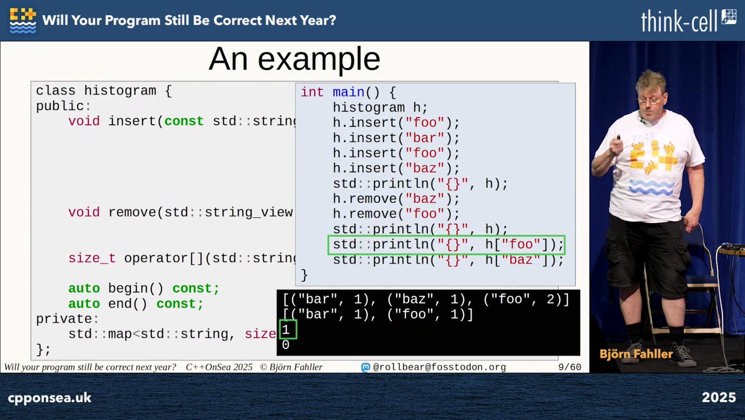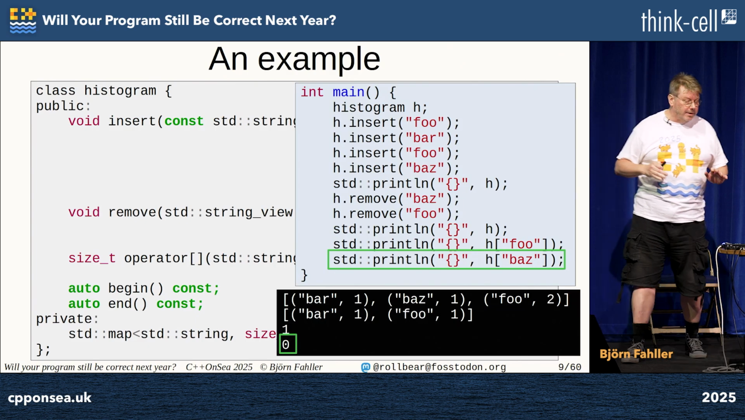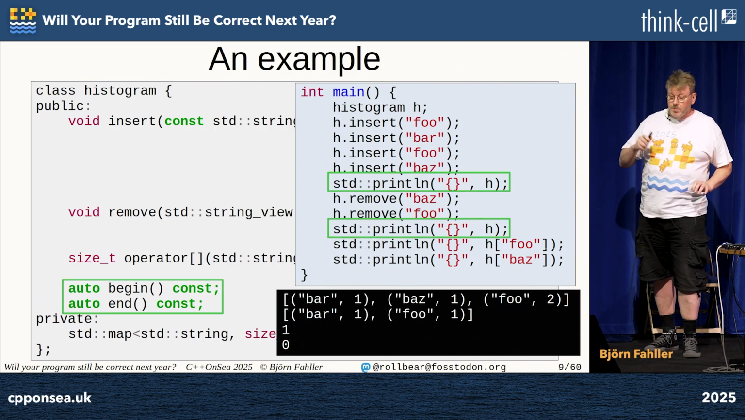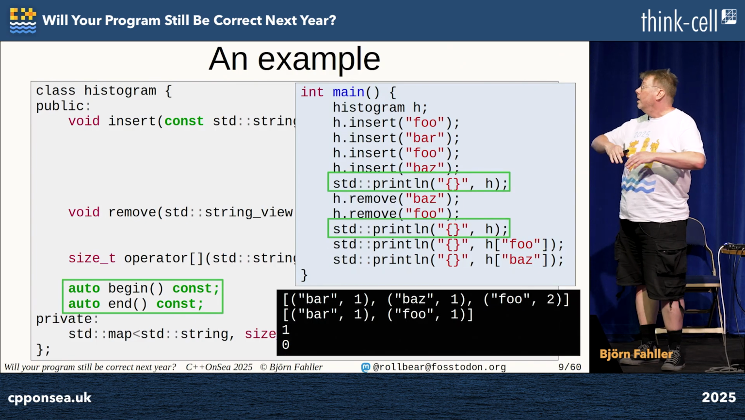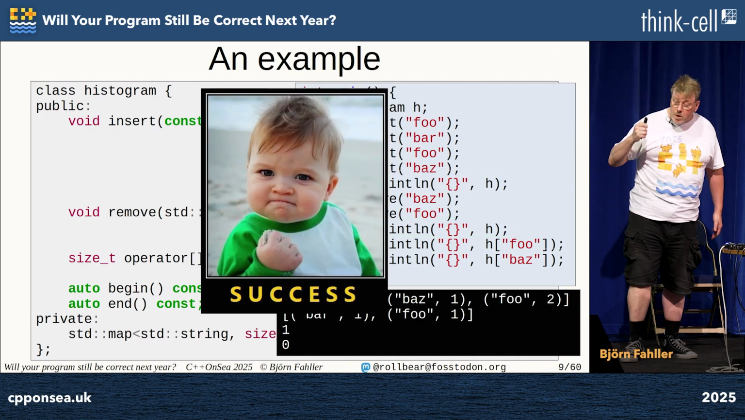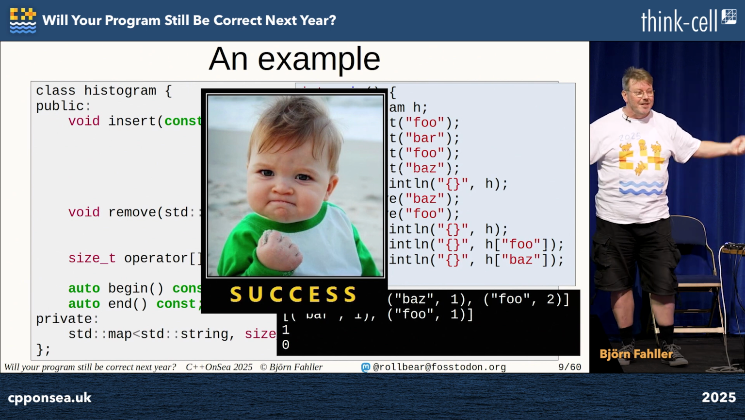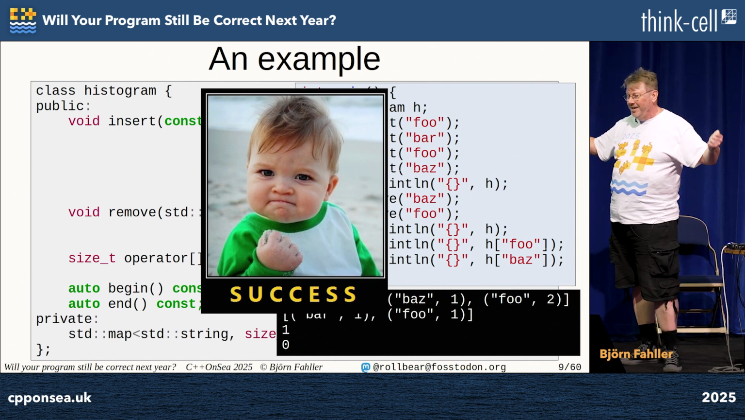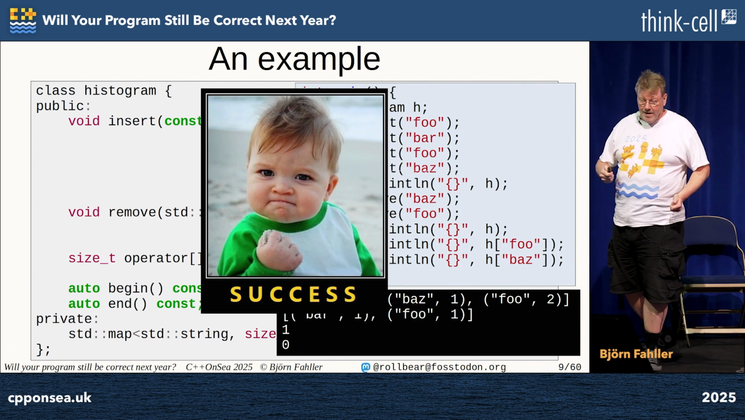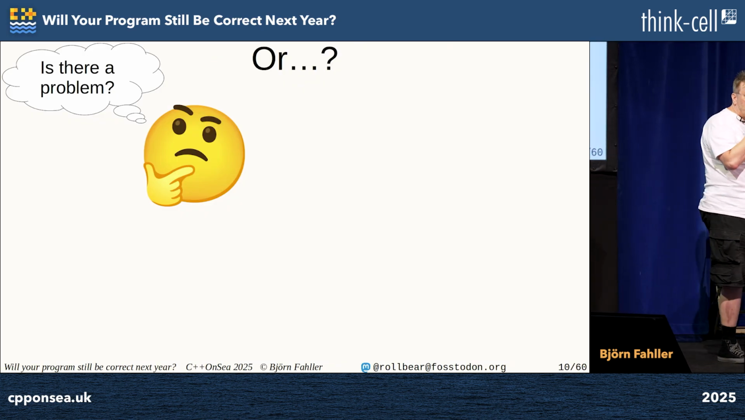Print count of foo, it's 1. Print count of baz, it's 0. That is excellent. This is looking really good. And also, since we did print the whole range, we have already exercised begin and end. So, yeah, nailed it. I've tested it. This is good, right? Is there a problem there?